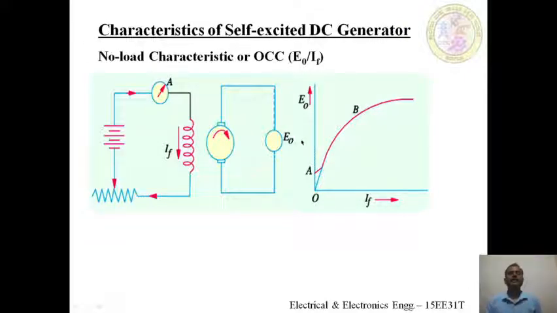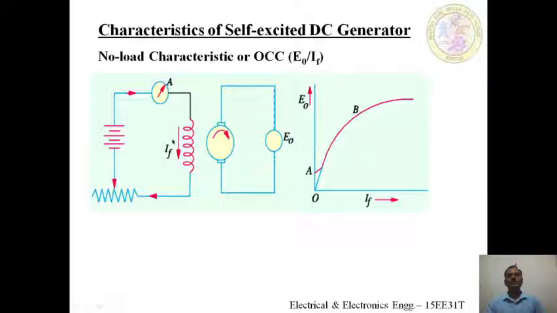Okay, now we will see the characteristics of self-excited DC generator. First, we see the no-load characteristic or OCC, which is the curve drawn between no-load induced EMF E0 versus field current IF.